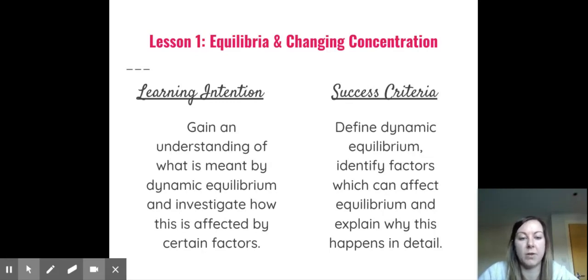Identify factors which can affect equilibrium. So that is concentration, pressure, and temperature. Hopefully we can explain why increasing or decreasing the concentration of reactants or products moves the equilibrium to the right or the left. In the next lesson, which is lesson 2, we will investigate what happens when we increase and decrease both pressure and temperature and what effect that has on the equilibrium position.